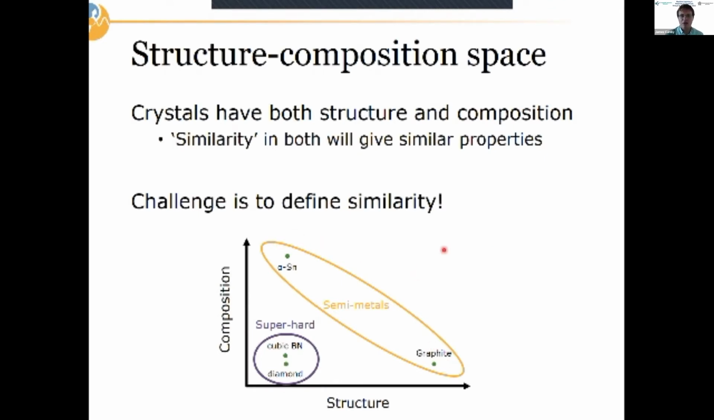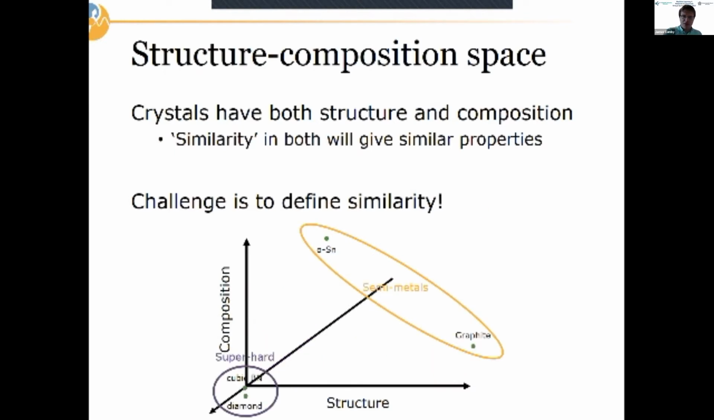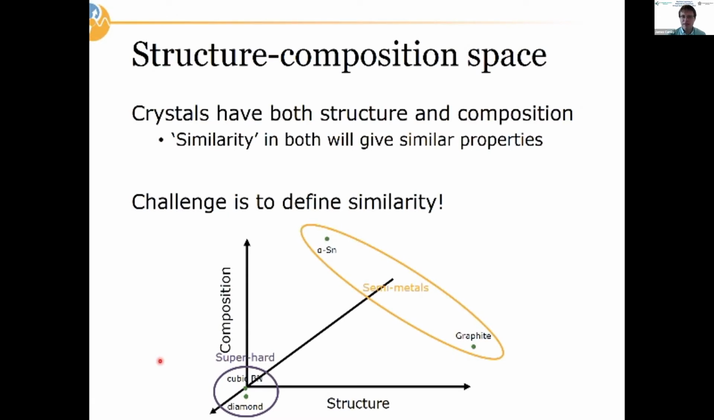So the real challenge with this structure composition space is how can we define our similarity? And in this case, we can make it quite simple, really. We just add a third axis. And if you add a third axis and stretch them apart, now you can still have your cubic boron nitride and diamond close together, your graphite and your alpha tin become close together, and all still works out. So the whole idea of this is that if you make this multi-dimensional space complex enough, eventually everything will drop into the right place. So materials that have the same properties will be in the same place, materials that have different properties will be in different places.